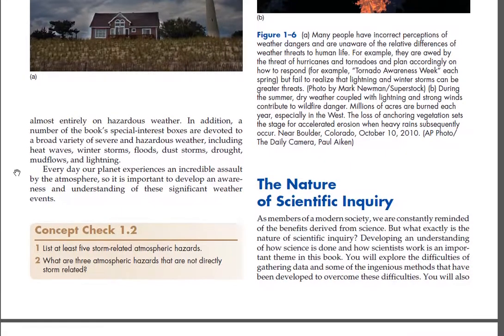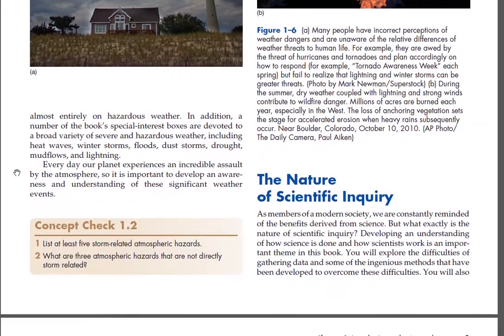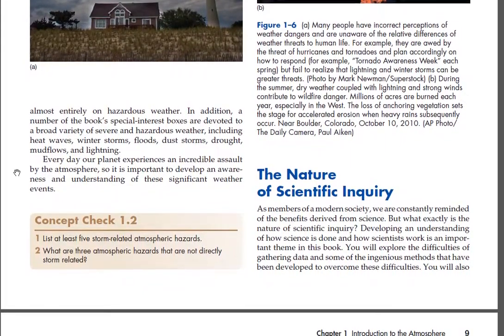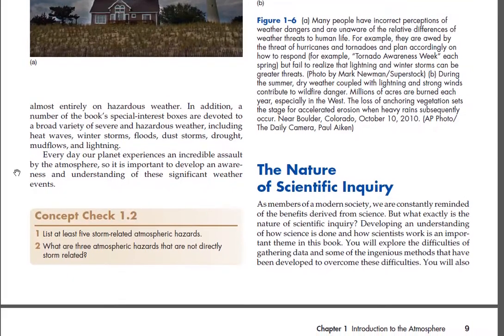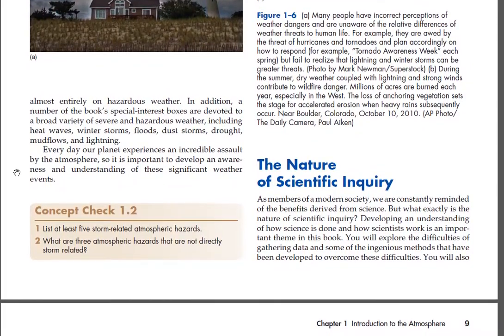Every day our planet experiences an incredible assault by the atmosphere, so it is important to develop an awareness and understanding of these significant weather events.